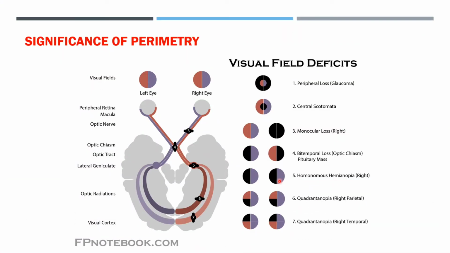So what is the significance of perimetry? Why do we need to find out the field of vision of any subject? The reason is we want to find out whether the person has a normal field of vision or there is a visual loss in his visual field. Before that, we need to understand the visual pathway.